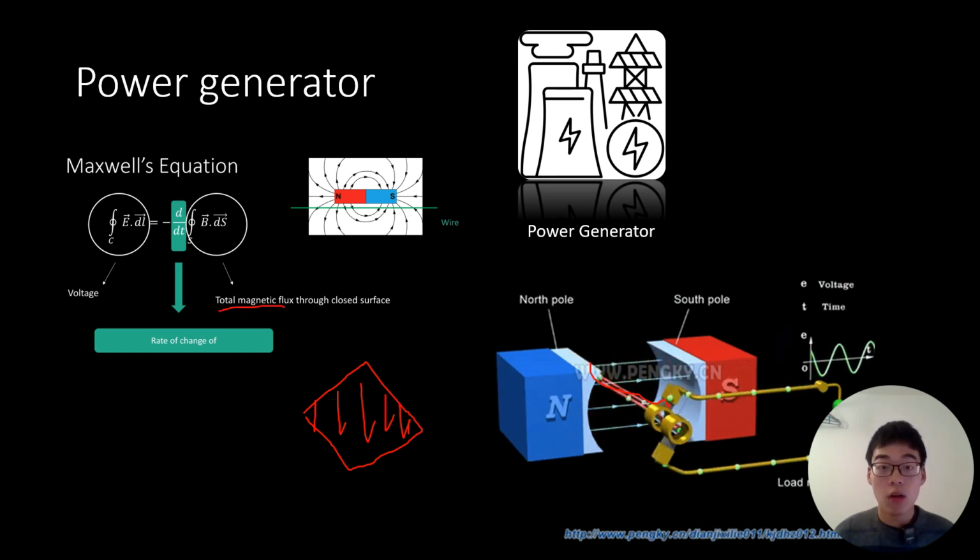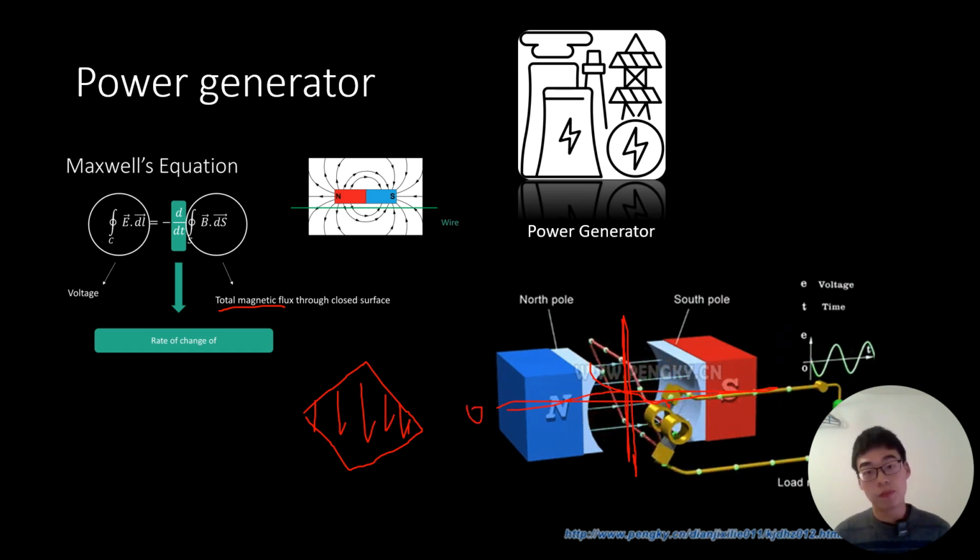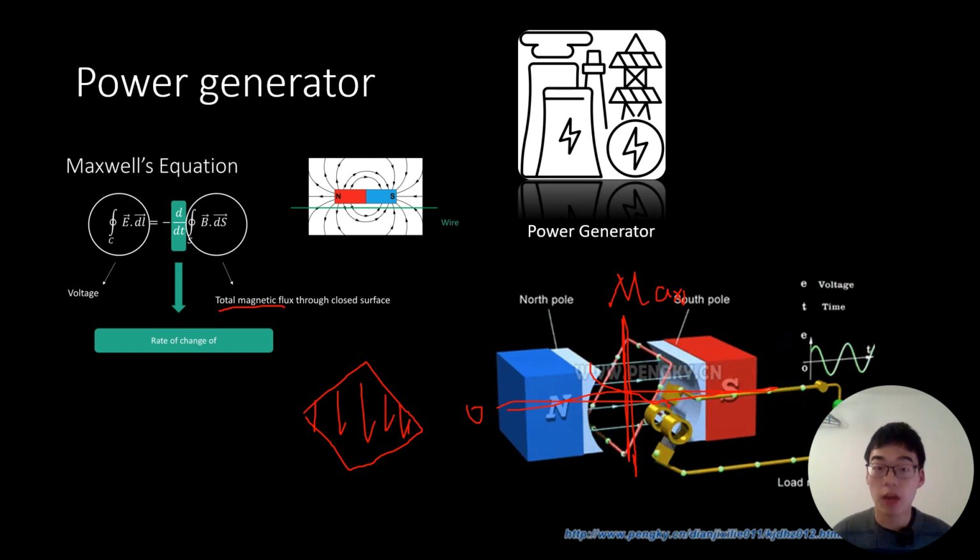We have some cases when it's perpendicular to the magnetic field lines, and in this case, we have the largest magnetic flux. And when it's parallel to the magnetic field lines, it has zero magnetic flux through this area. So the magnetic flux is varying between maximum and zero, and then from zero back to maximum again. So we have a changing magnetic flux, and then we have a voltage generated.